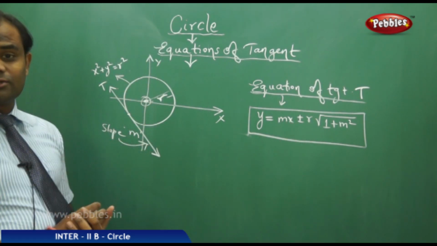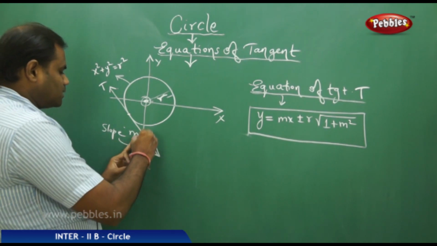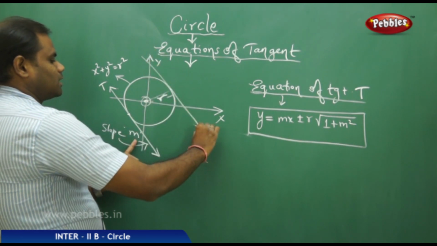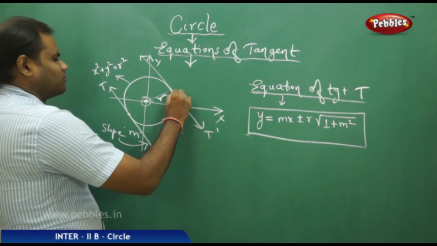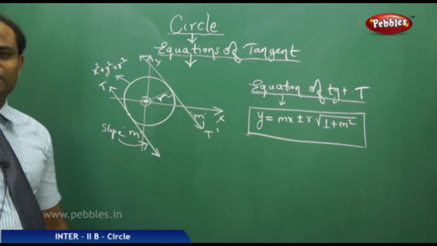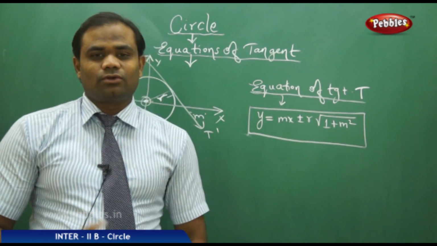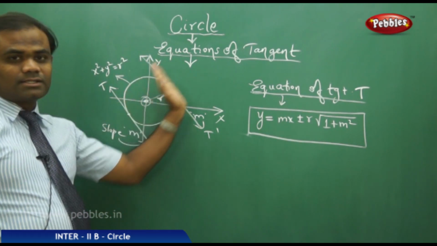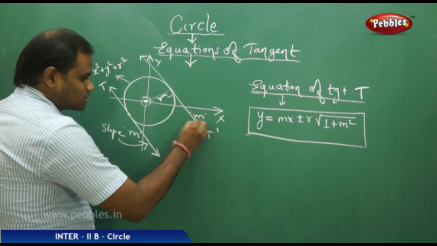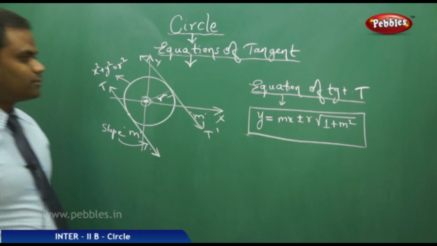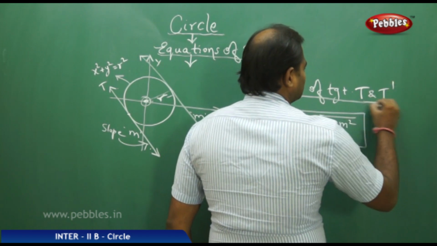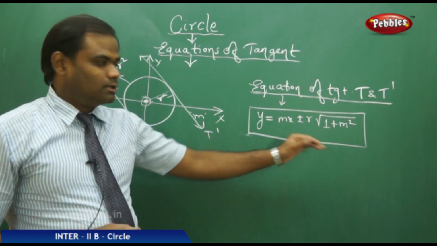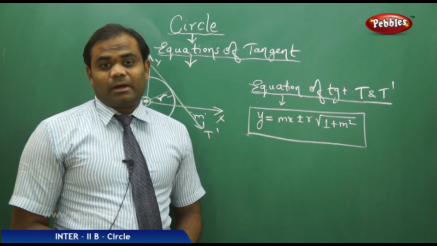Now plus or minus gives us two tangents, because when two lines are parallel, the slopes are equal. Therefore, there is another line exactly parallel out here, and this also has slope m. There are two tangents for a circle which are parallel to each other, this being parallel to this on the other side of the circle, and therefore the slope of this will also be m. Therefore the equations of tangent t and t dash will be given by this, one with plus and one with minus.